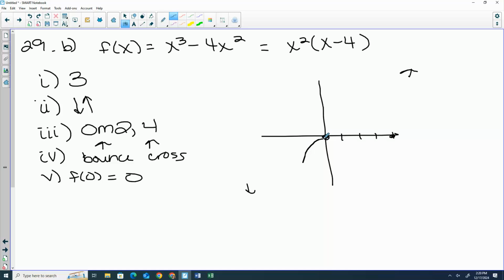At 0, our graph will bounce. It's going to come down, come back, and hit here, and it goes through. So it should look like that. Make sure the only place you're touching your axes are those points that we marked. Can't cross anywhere else. It's also a curve, so it shouldn't look like a zigzag or anything like that. It's a nice smooth curve.